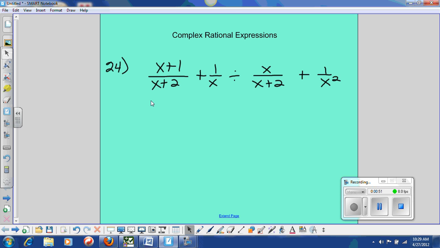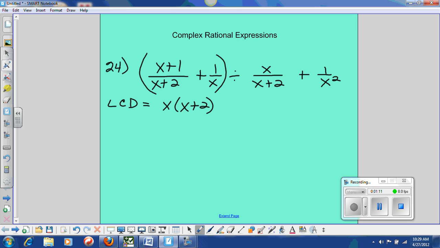Now, anytime we work with fractions, adding or subtracting, back to basic fractions, you have to find a common denominator. So our lowest common denominator, and we're just going to be dealing with this section first, is going to be x times the sum of x plus 2.